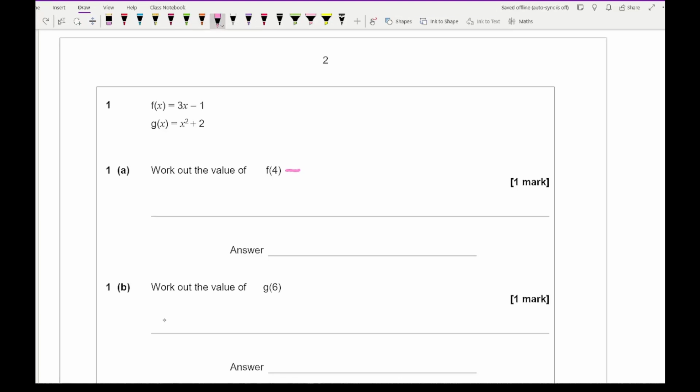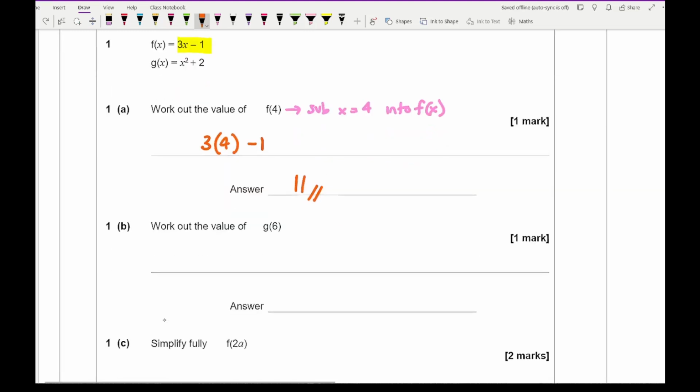So for this all we need to do is sub x equals 4 into f of x. So substituting 4 into this expression here, so all I'm doing is replacing x with 4. So I'm going to get 3 times 4 take away 1, which is 12 take away 1, which is 11.